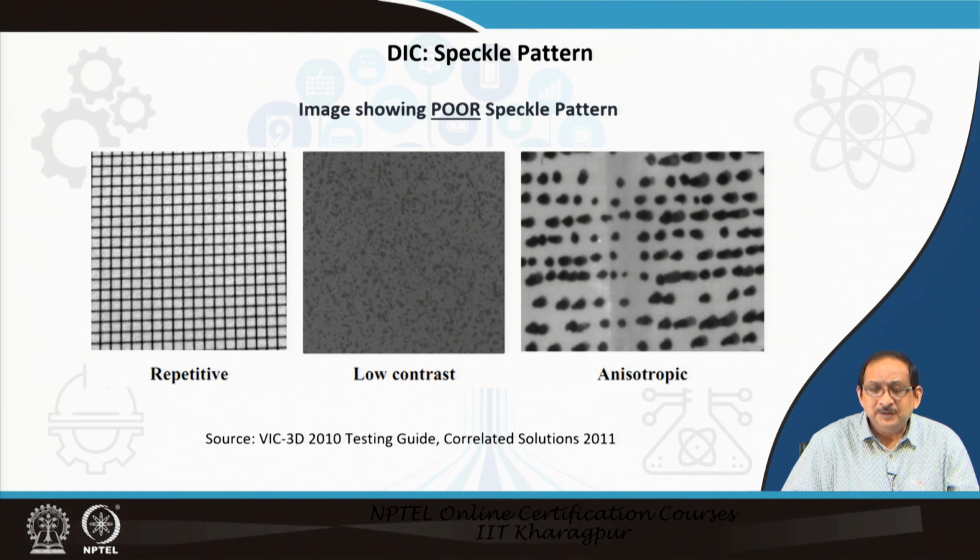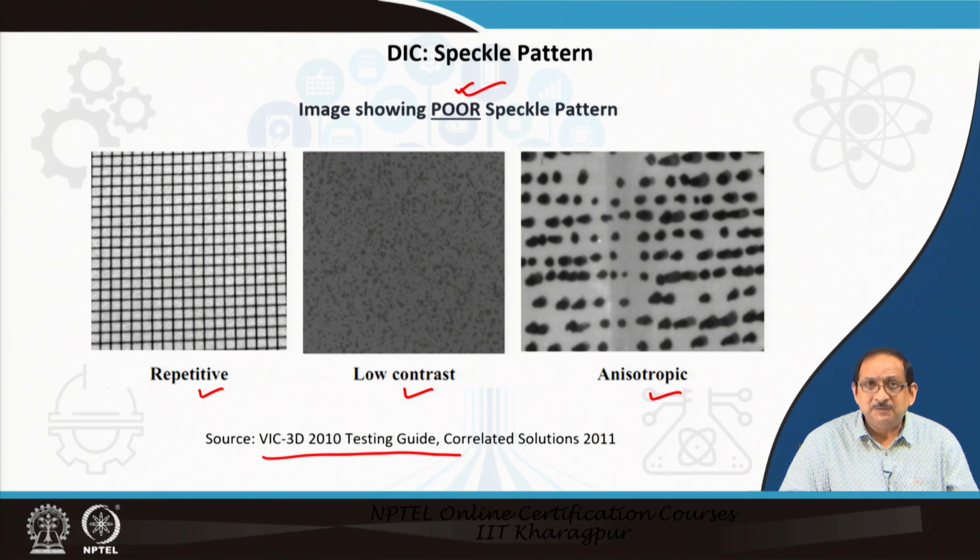Now, in this slide, the images shown here are examples of poor speckle patterns. Speckle patterns which are repetitive, low contrast and anisotropic in nature are considered to be poor speckle patterns and are expected to give doubtful results, as specified by the VIC-3D testing guide.